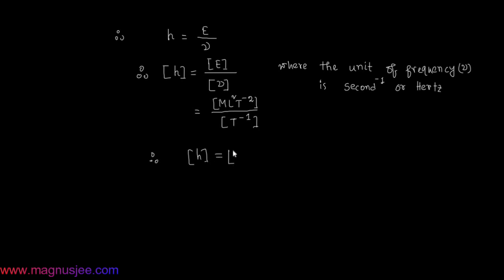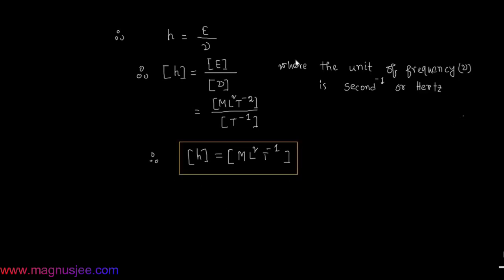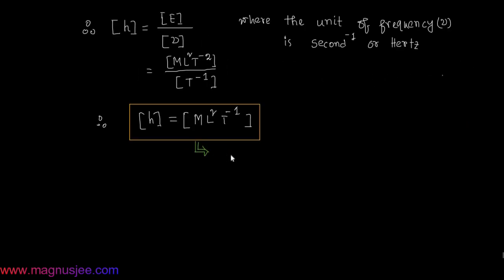We get the dimension of h as equal to M L squared T to the power minus 1. The dimension of Planck's constant, that is the dimension of h, is equal to M L squared T to the power minus 1. That is the dimensional formula of Planck's constant.